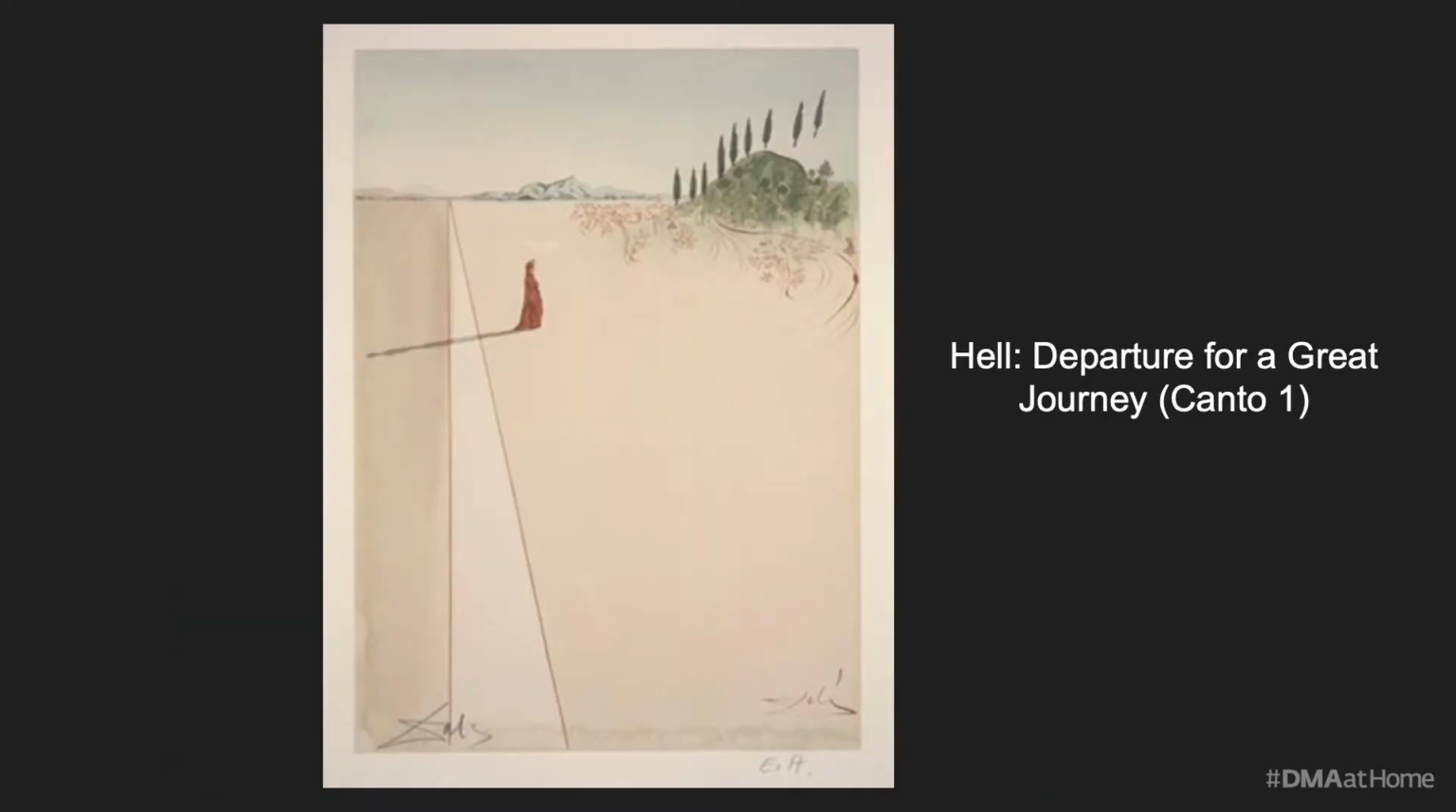So now we'll turn our attention to some of the key works featured in Dali's Divine Comedy. One of the major themes in the exhibition is the interaction between text and image. Dali provided illustrations for every one of the 100 cantos or passages in the Divine Comedy. It would be close to impossible, or at least very difficult, to visually represent every detail of the Divine Comedy.